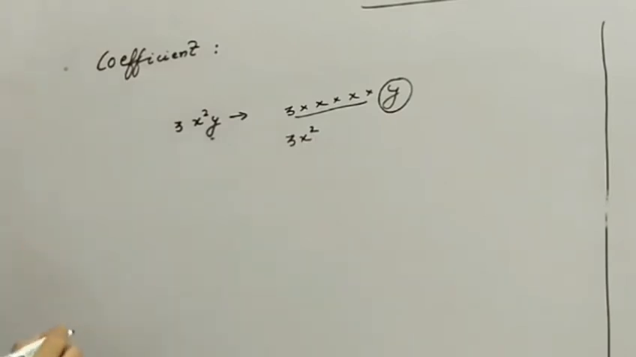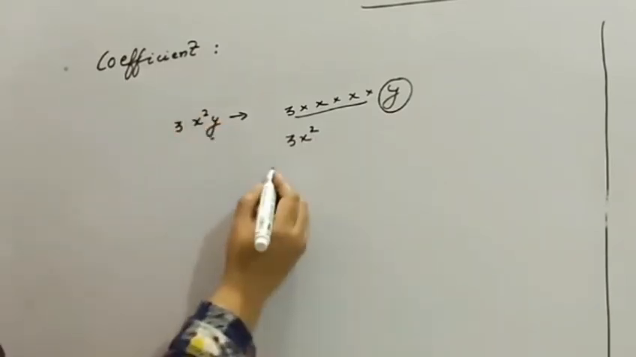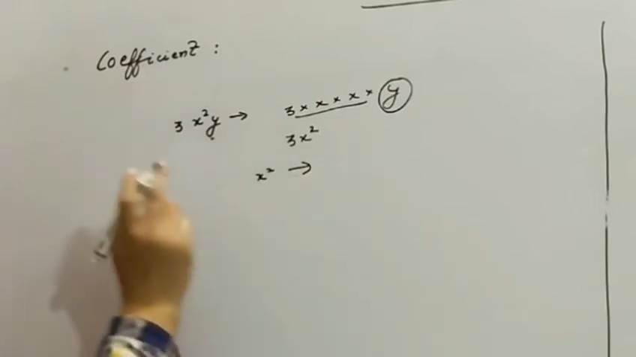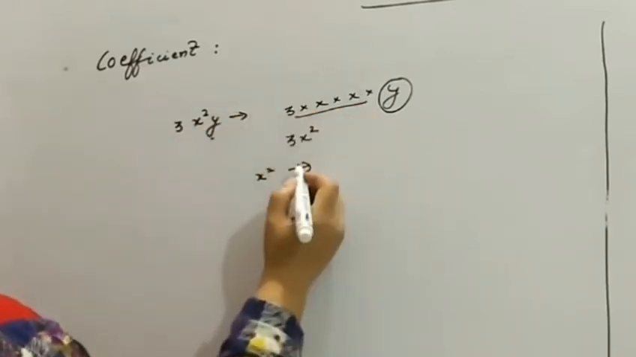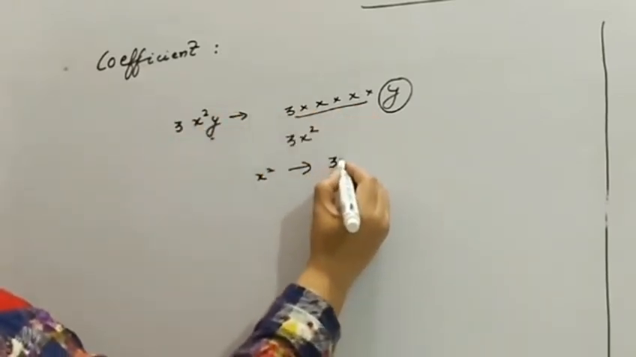Move on to the next example. If I ask you to tell the coefficient of x square, then other than x square, the product of all the other factors is the coefficient: 3y.